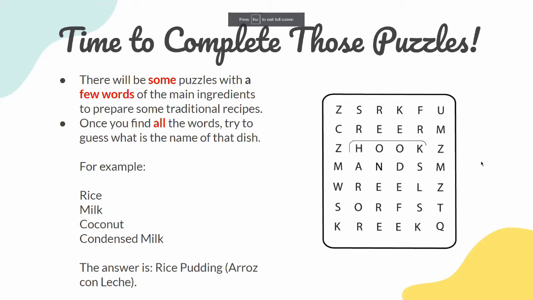So here we have the word puzzles. Those are the puzzles, these charts where you find a lot of letters and you need to find the words. Here there will be some puzzles with a few words of the main ingredients to prepare some traditional recipes. Once you find all the words, try to guess what is the name of that dish. For example, if I have a word puzzle with these words, rice, milk, coconut, and condensed milk, and I find all those 4 words, I would ask, what recipe has all those ingredients? Then the answer is rice pudding, arroz con leche. So depending on the ingredients we find, you will tell me what recipe it belongs to.